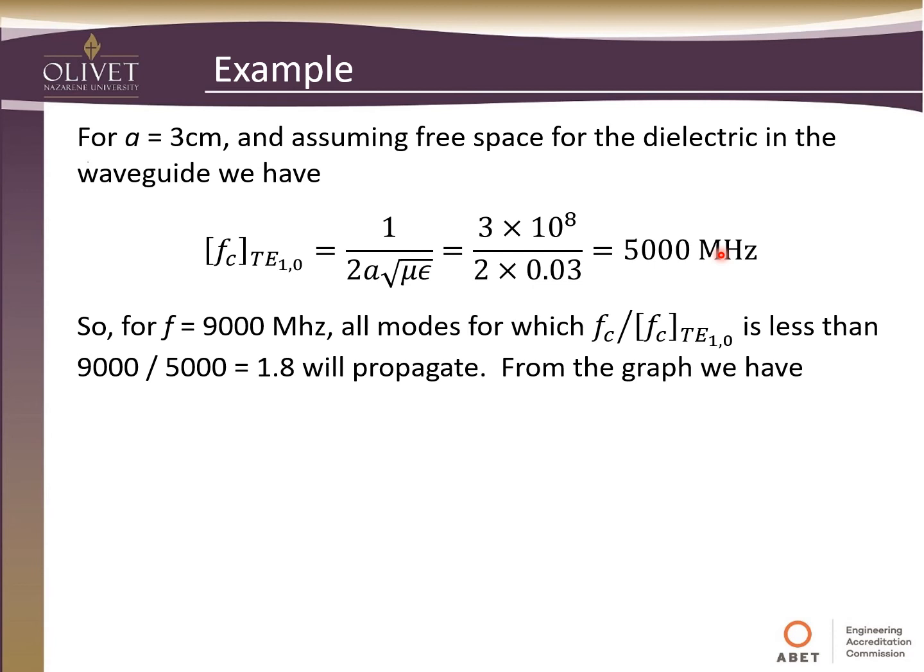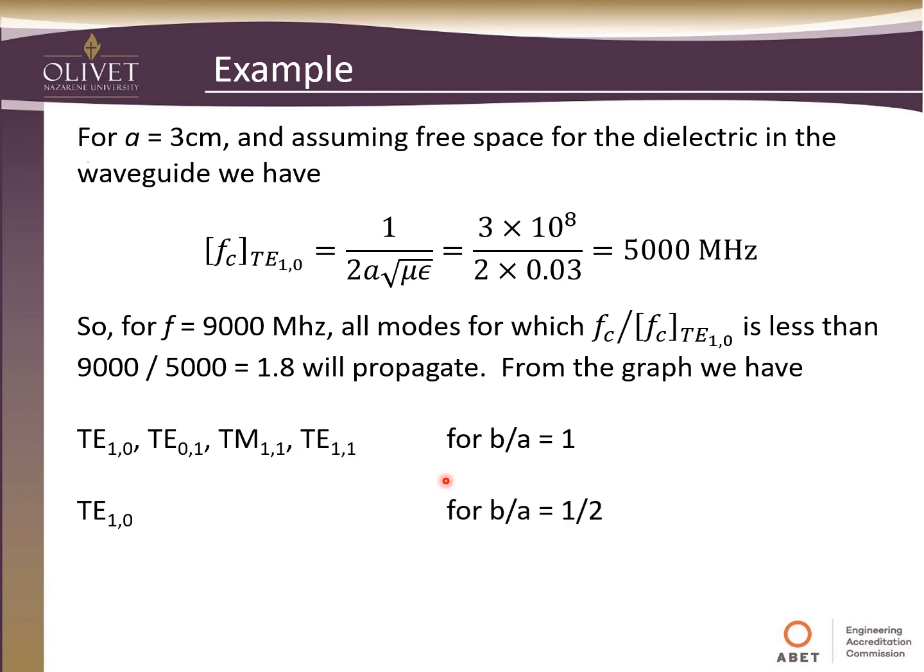So for the frequency we're interested in of 900 megahertz, all modes for which this ratio is less than this, 9,000 divided by 5,000, which is equal to 1.8, will propagate. So from the graph, we should be able to pick that off pretty easily. We'll see for the ratio of B over A equal to 1, this will happen for these 4 modes.